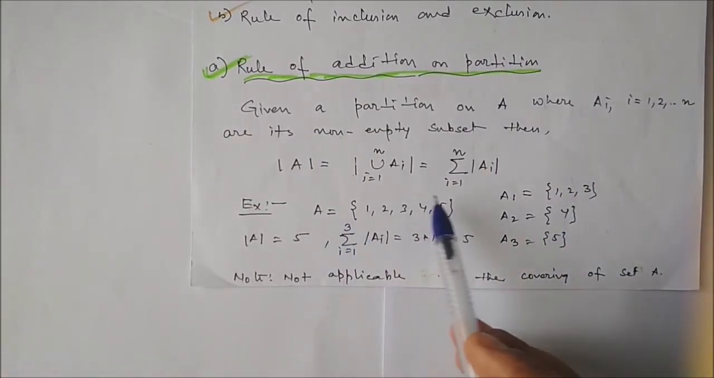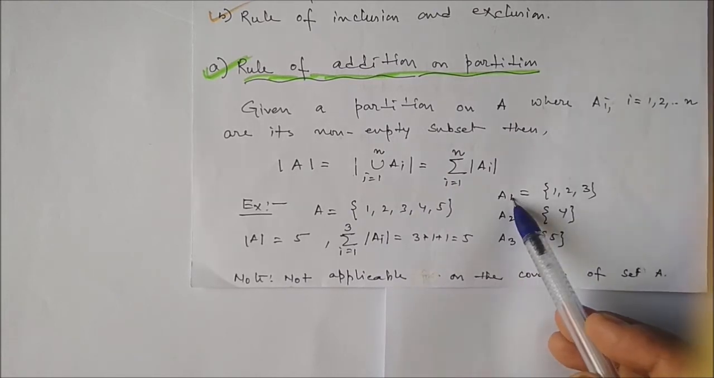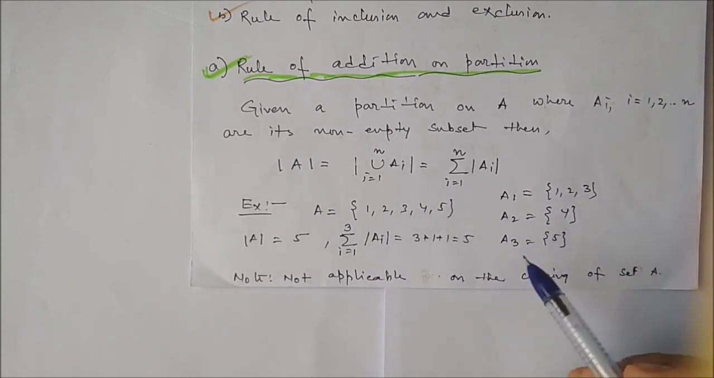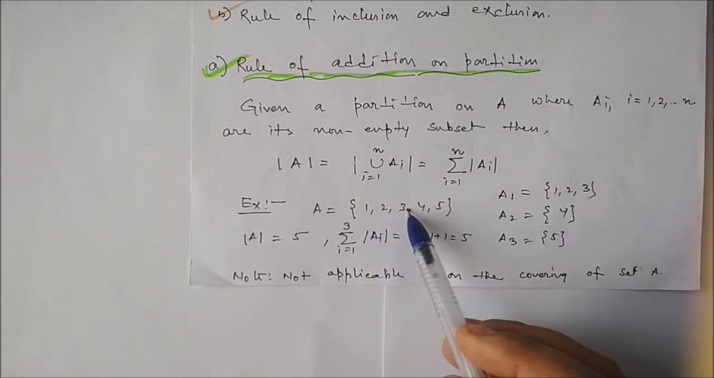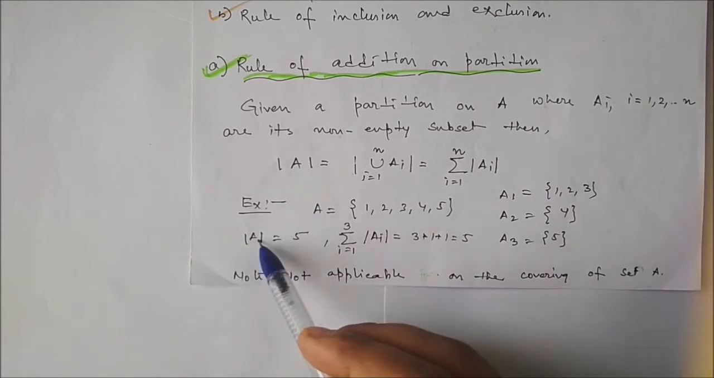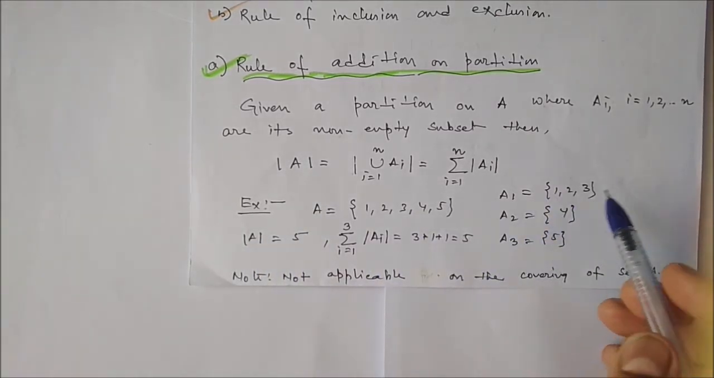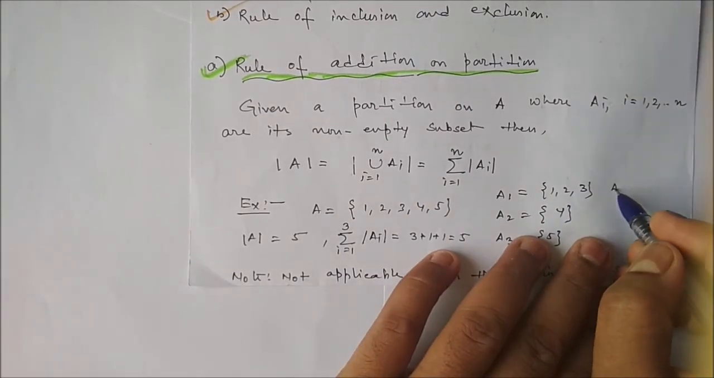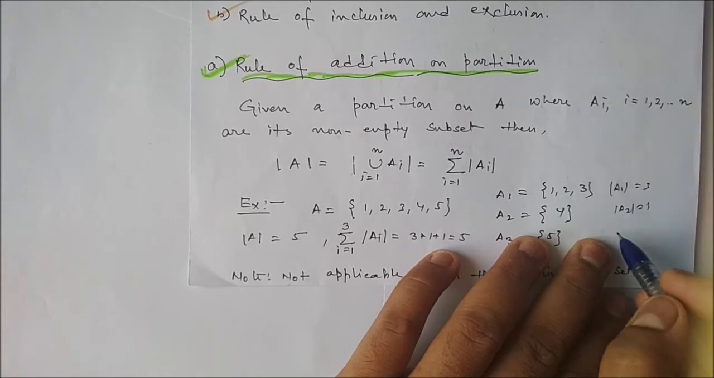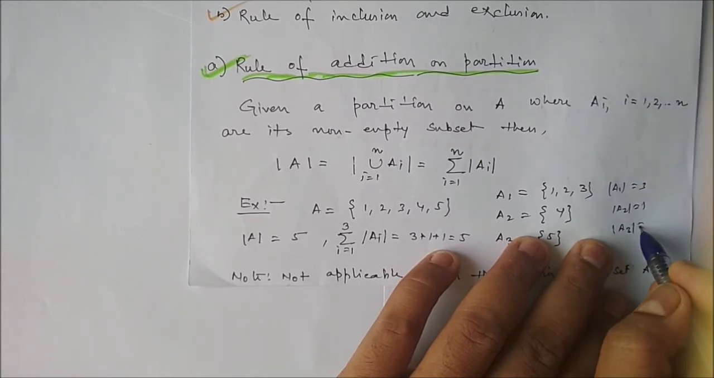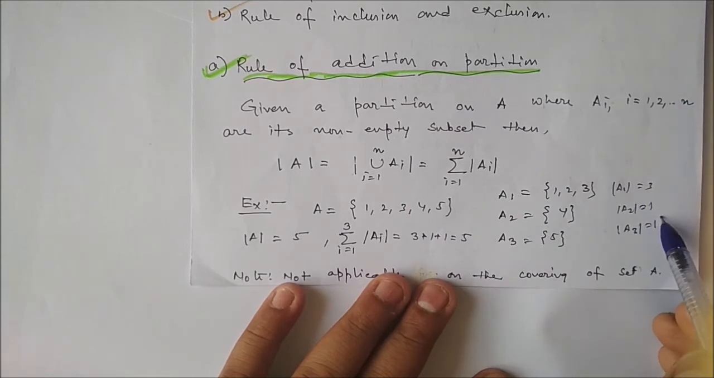You can see one simple example here. A is the set 1 2 3 4 5. Here three sets are there: A1 contains 1 2 3, A2 contains 4, and A3 contains 5. Now the total elements are 1 2 3 4 5, so the cardinality of A is 5. And in each set, how many elements are there? In A1 3 elements, inside A2 1 element, and inside A3 1 element. So in total, 3 plus 1 is 4, 4 plus 1 is 5.